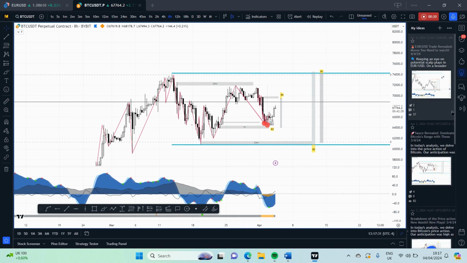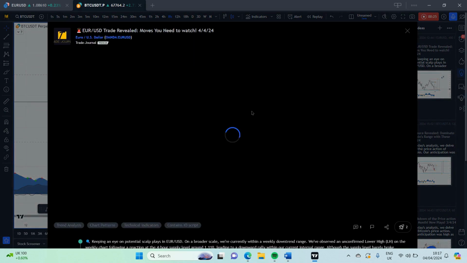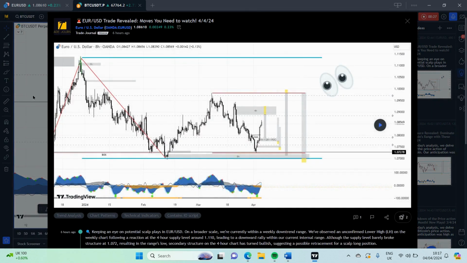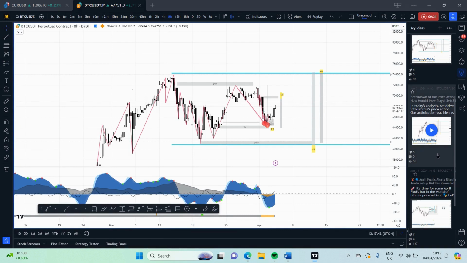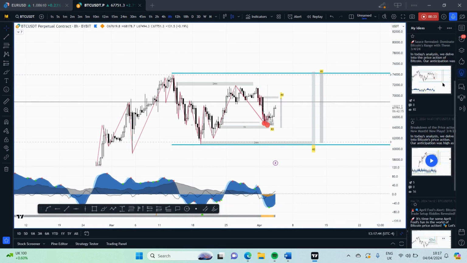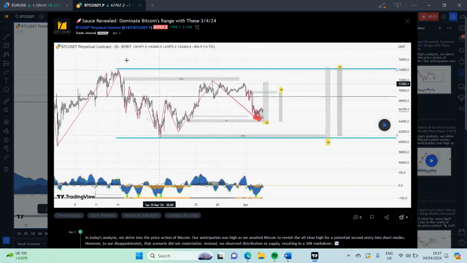Let's take a look. As of yesterday, we said we're keeping an eye on a few levels. No, this is not the right one. This is Euro USD. Let's see if we've got our Bitcoin trade. Is that over here? Yeah, so Bitcoin. We said Bitcoin is playing in this range.